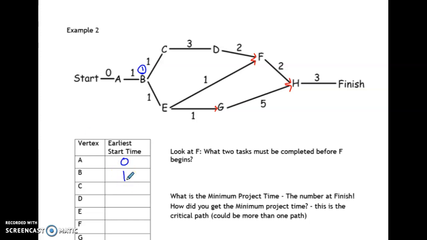Then to load the camera, we're going to take a day to do that. So now before I ever start C, which was take photos, I've already spent 2 days. So the earliest start time for C is 2 days. From there, I'm going to take 3 days to take photos. So 2 plus 3 is 5. So far, this project has taken 5 days.